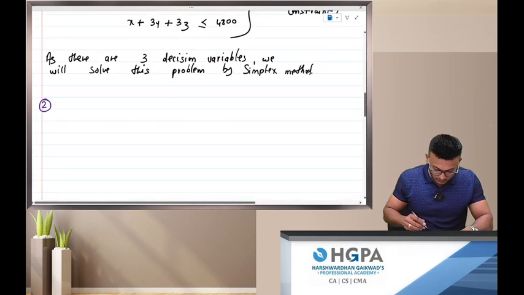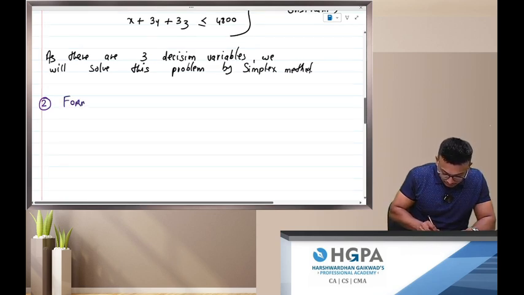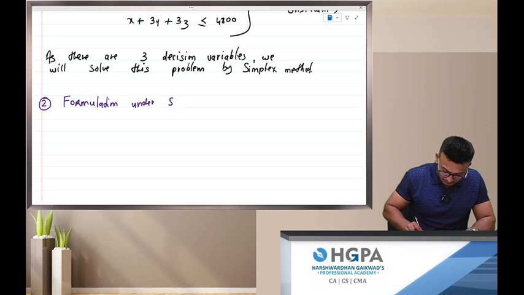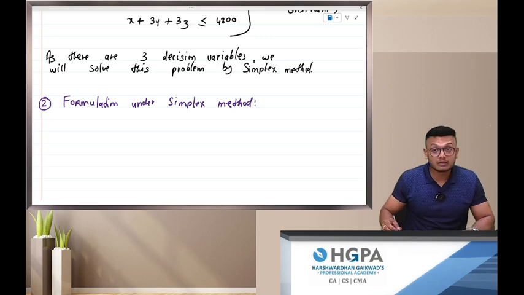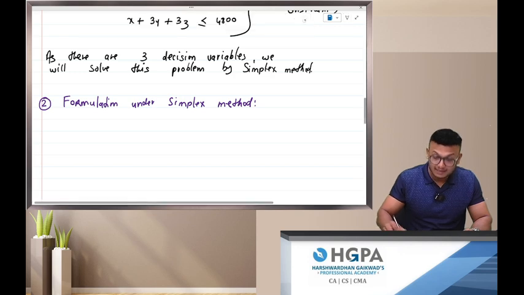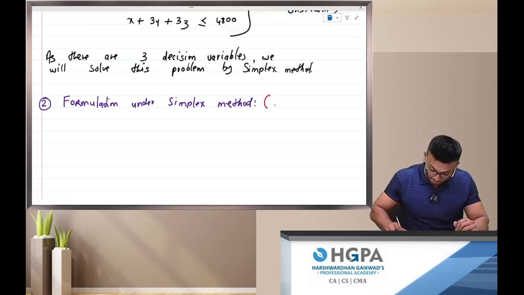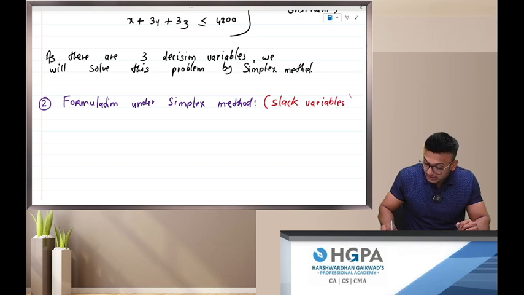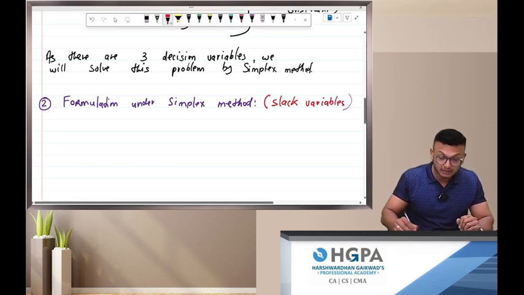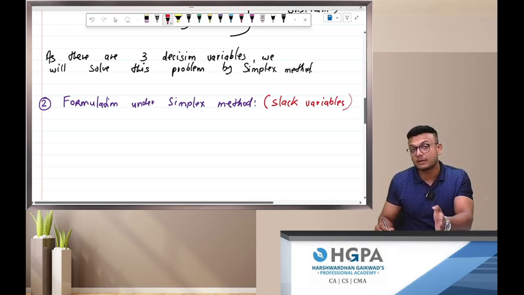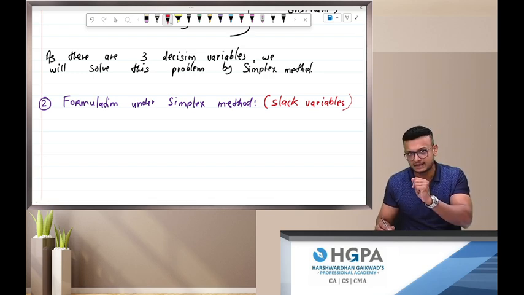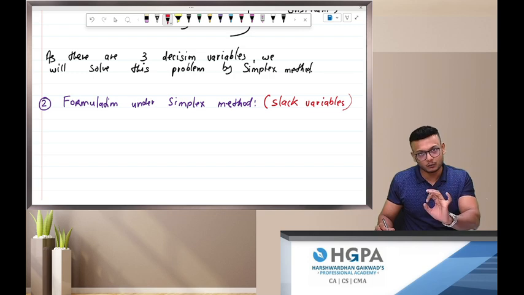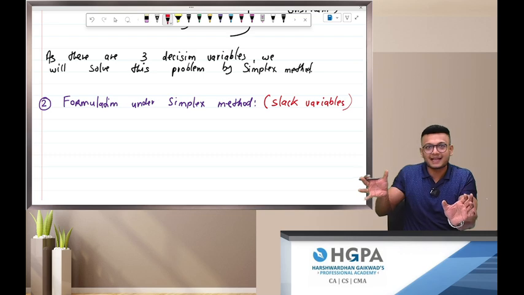But first thing what we'll do is formulation under simplex method. Now everybody please pay attention. Under this method, we use certain variables called slack variables. We use these slack variables, and this is denoted by the letter S. Now, there being three decision variables, we need to add three slack variables to it: S1, S2 and S3.